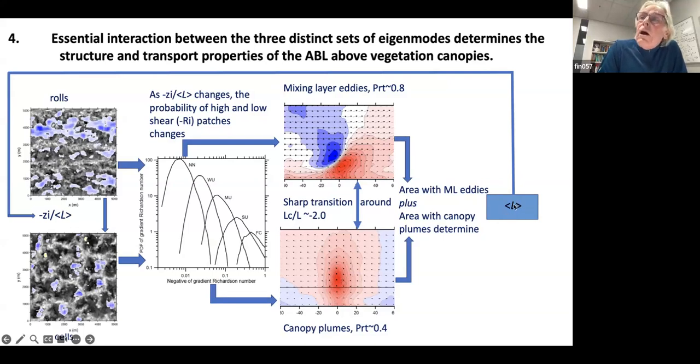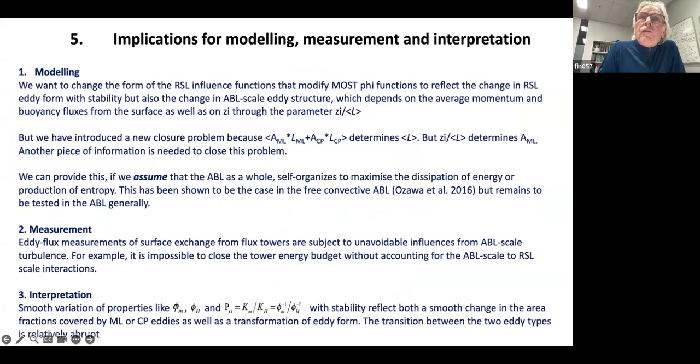So that average Obukhov length is a result of the area fractions, but the Obukhov length combined with the boundary layer height determines whether you're going to get convective rolls or convective cells. And depending on where you are on that will determine how many of these you have, or what area of these you have compared to what area of those you have. And that area plus that will determine that. So you have, in effect, a new closure problem because you've got three things going on. And to lock this down, you need to add some more information. And so the question is, where does that information come from?